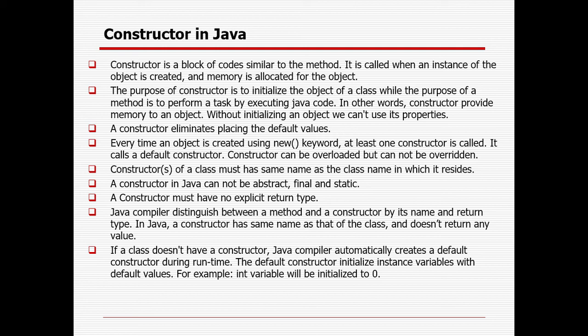The purpose of the constructor is to initialize the object of a class, while the purpose of a method is to perform a task by executing Java code. In case there is no constructor, initialization of the object of a class will not happen. In other words, a constructor provides memory to the object whenever you create the object, with the class name, then the object name equal to new class. That object's memory allocation will be done immediately with the help of the constructor. Without initializing an object, we can't use its properties.